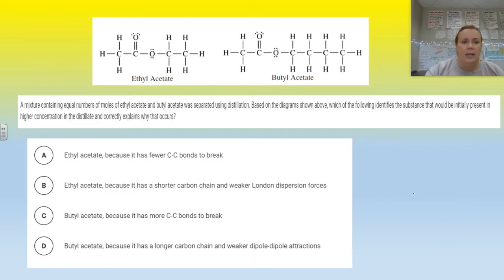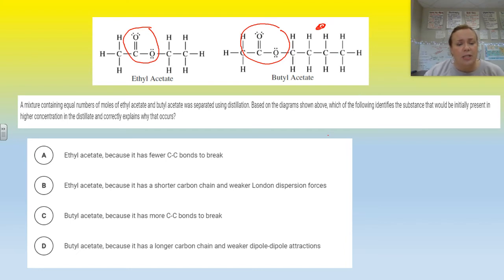Okay. The next one, we have ethyl acetate and butyl acetate. And I know it's kind of hard to read there because I had to make it skinnier and taller writing. But if you look at ethyl acetate and butyl acetate, before we do anything else, you want to see that we've got this polar structure right here in the middle, and the only difference is that butyl acetate has a longer carbon chain.